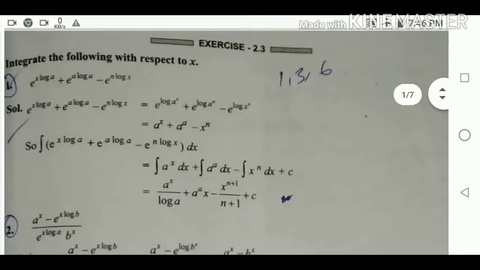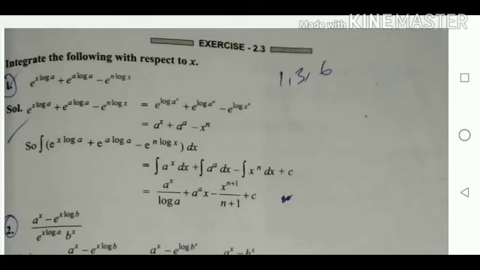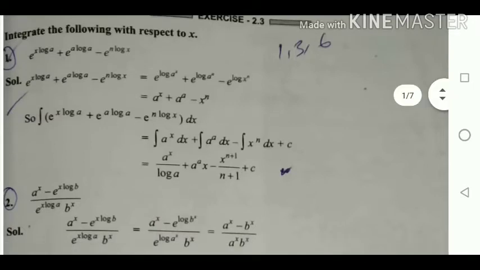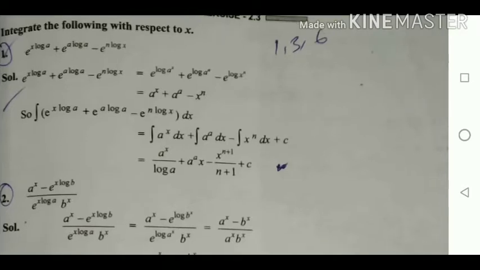Now I am integrating these things. That is, integration of e power x log a plus e power a log a minus e power n log x dx equals integration of a power x dx plus integration of a power a dx minus integration of x power n dx plus c. Now a power x is integrated, we get a power x by log a. A power a is a constant, so for dx we write x. Dx is integrated, we get x, minus x power n. Integration of x power n is nothing but x power n plus 1 divided by n plus 1, plus c. So this is the answer for you.